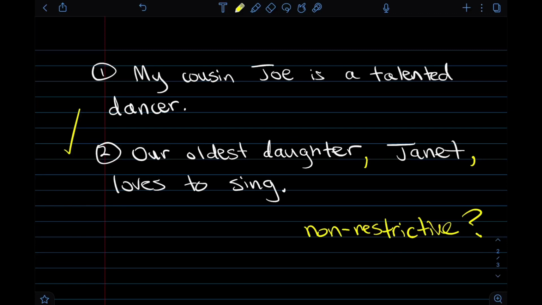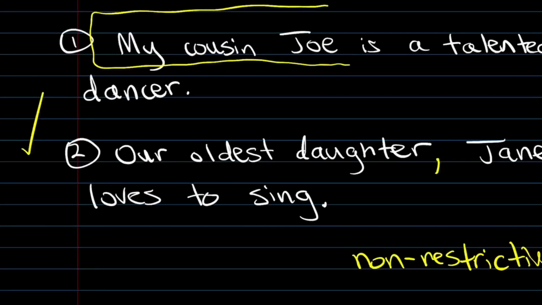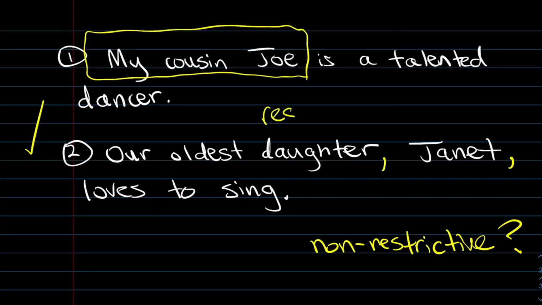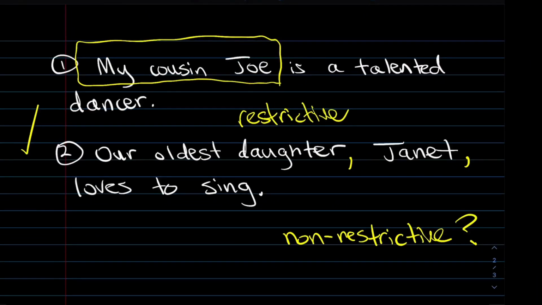So the name Janet actually is a parenthetical. It adds an additional piece of information. Our oldest daughter, Janet, loves to sing. Whereas my cousin, that can refer to any number of cousins that the speaker, the writer, may have. And so when they write my cousin Joe, that refers to a particular cousin. The name Joe is restrictive. The phrase, my cousin Joe, says, look, not any of the other cousins that I have, but this particular cousin. And so it is a restrictive or defining name. And in this case, we would therefore not use a comma.